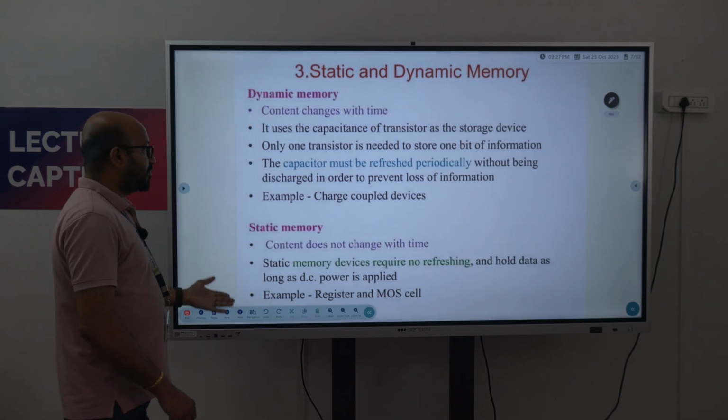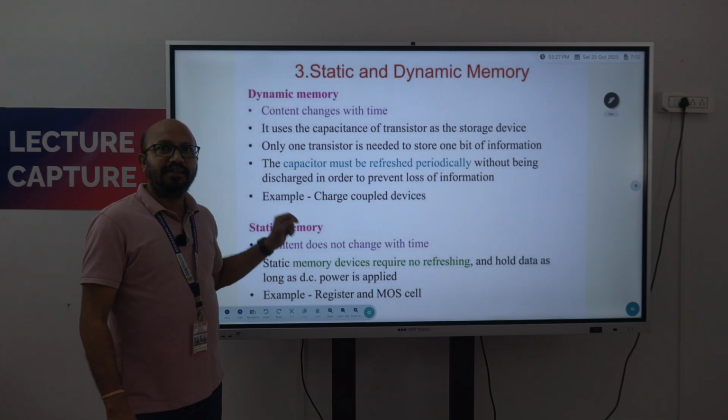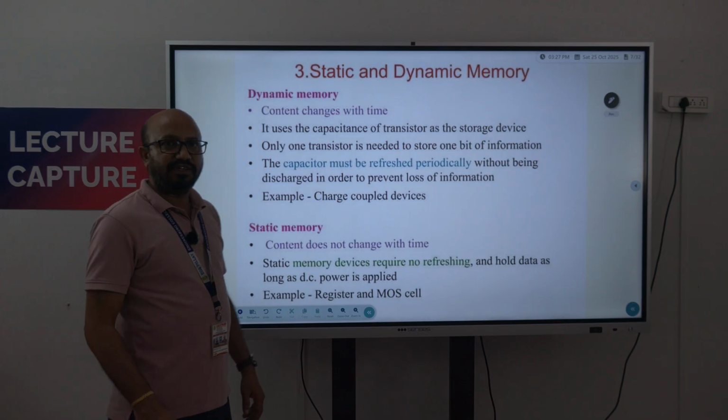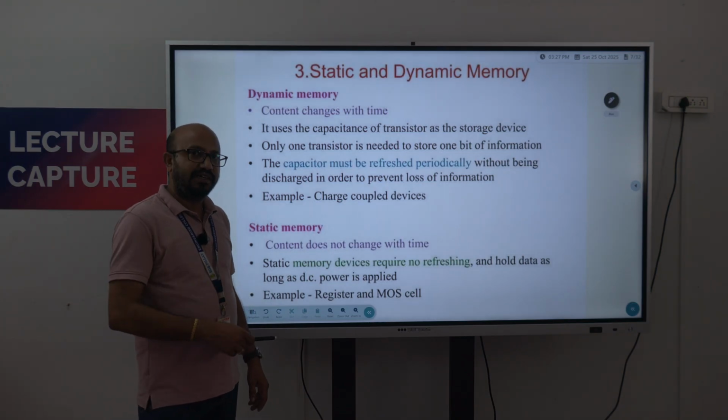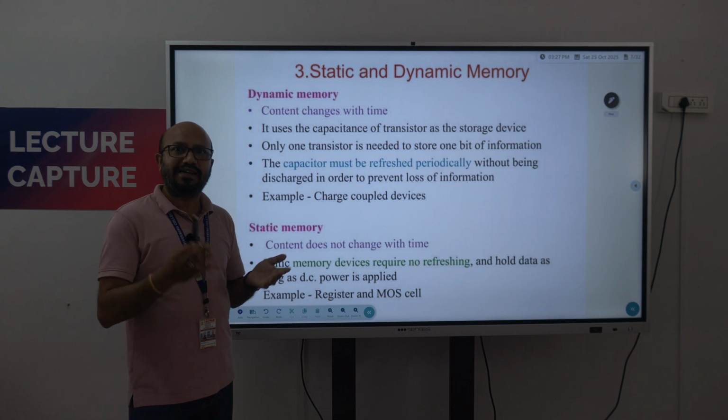In static memory, content does not change with time. That type of memory is a static memory. A static memory device requires no refreshing. It doesn't need any refreshing, because the data are stored sequentially one by one, and addresses are allocated in such a way.